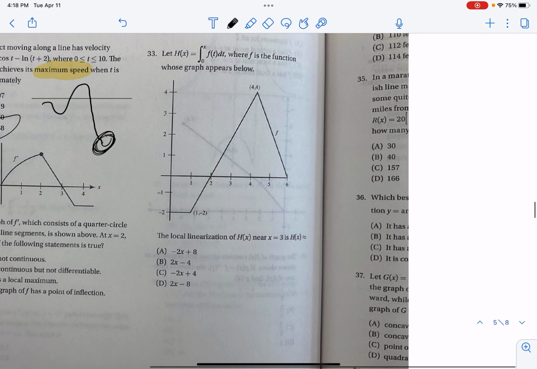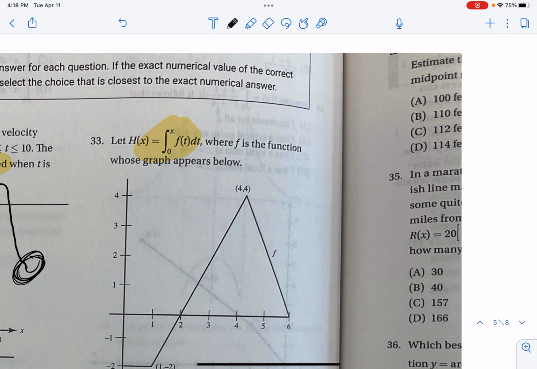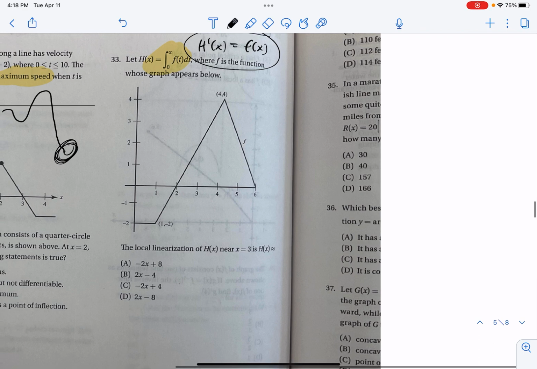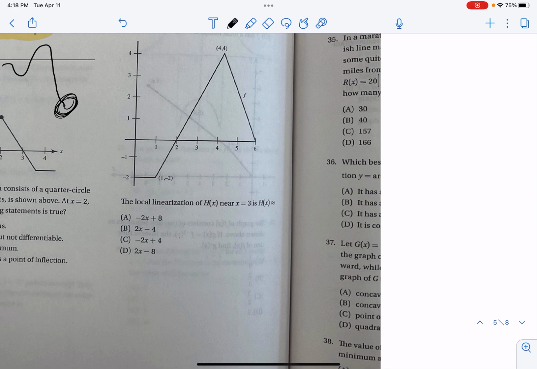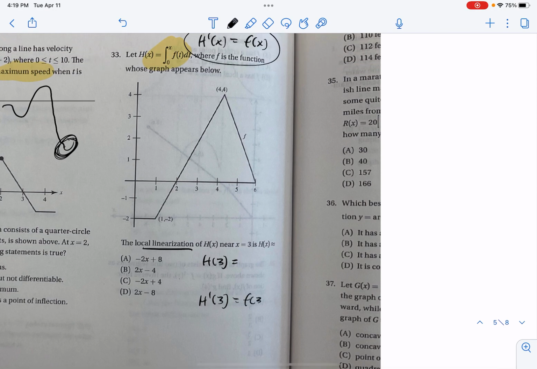Okay, 33. So when I see something like this, even before I read the rest of the problem, I will write down h prime of x equals f of x from the fundamental theorem of calculus, because I'm pretty sure I will need that fact. So we want to find the local linearization of h near x equals 3. So I need to know, right? Local linearization basically means find a line. I need a point by taking h of 3, and I need a slope by taking h prime of 3. H prime of 3 is the same as f of 3, from the graph that is 2.